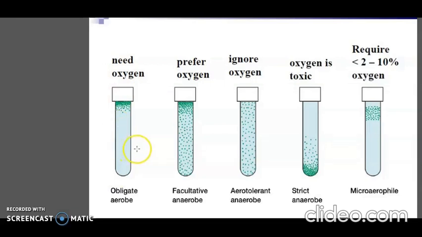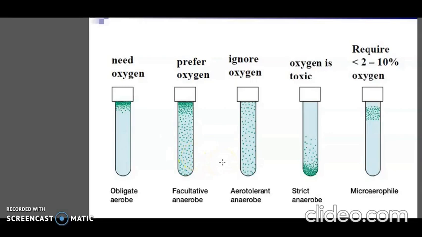Next, let's talk about anaerobes. Anaerobes are organisms which do not require oxygen for their growth. Anaerobic bacteria usually generate energy through fermentation or other anaerobic respiration pathways. Anaerobes are of different kinds. First one is the facultative anaerobe. These organisms do not require oxygen for their growth, but they can grow better in the presence of oxygen. In the absence of oxygen, they produce energy by fermentation, whereas in the presence of oxygen, they produce energy by aerobic respiration. Example of this category is E. coli.